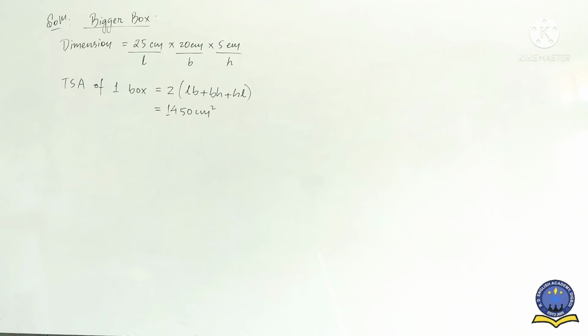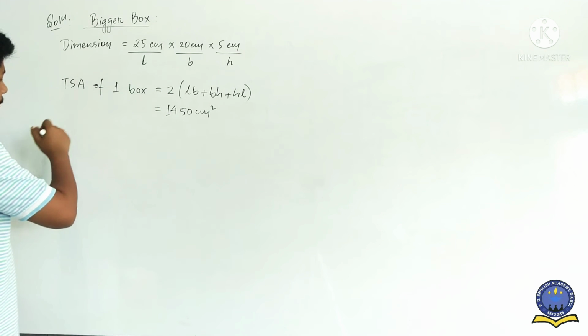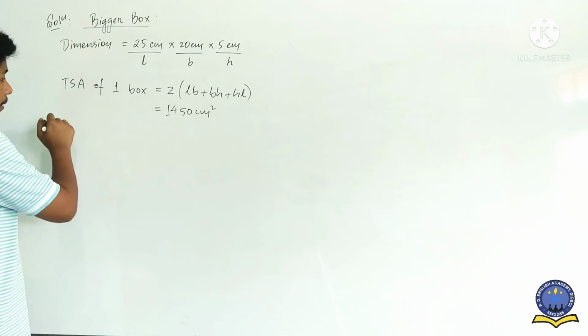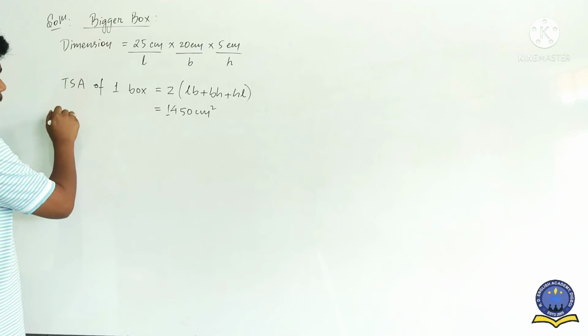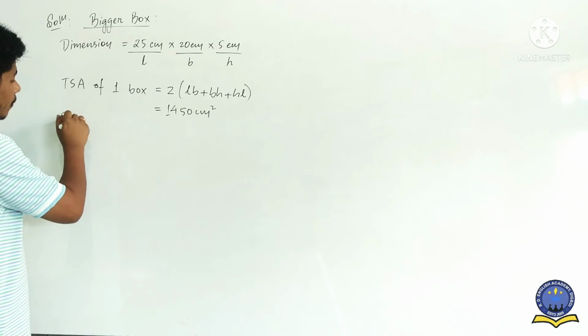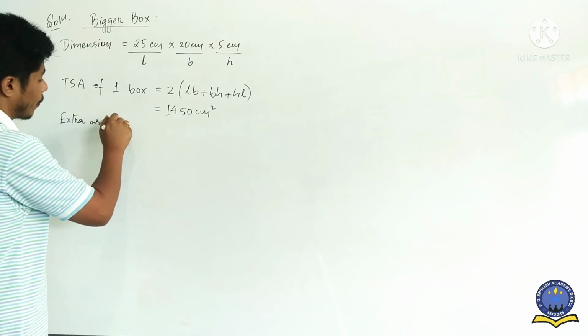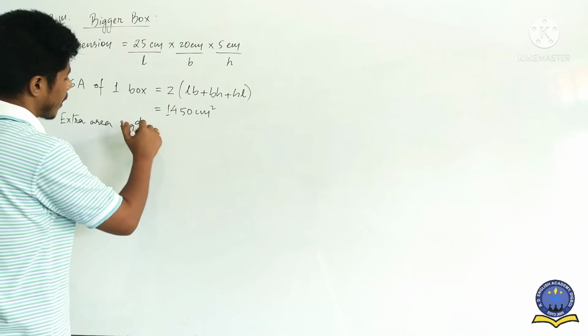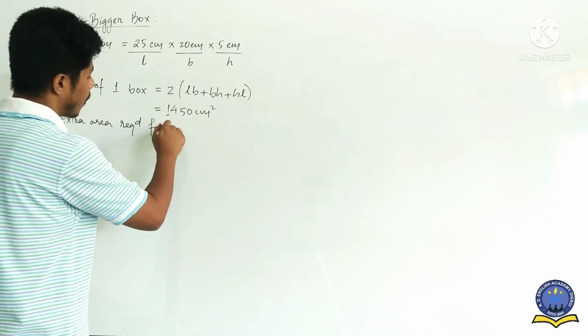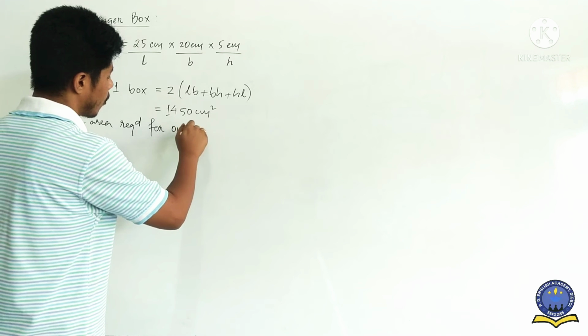Here one more thing is given in this question. The question says for all the overlaps, 5% of the total surface area is required extra. So we also have to find the extra area here. So what you have to write: extra area required. So extra area required for overlapping. This we have to write, overlapping.